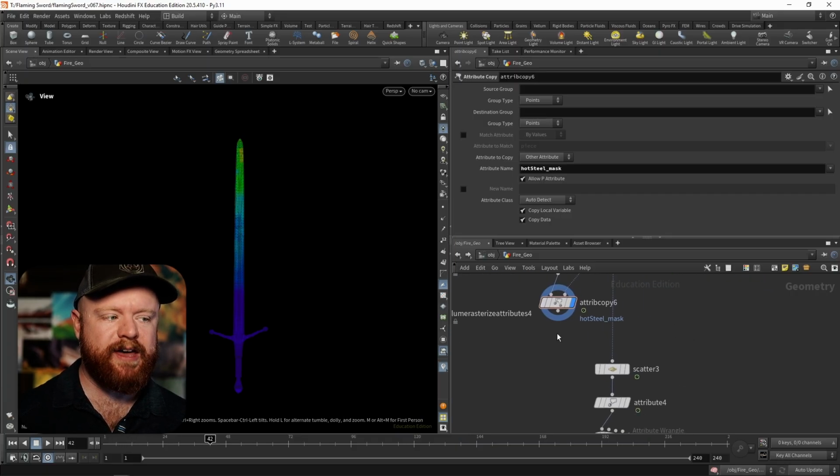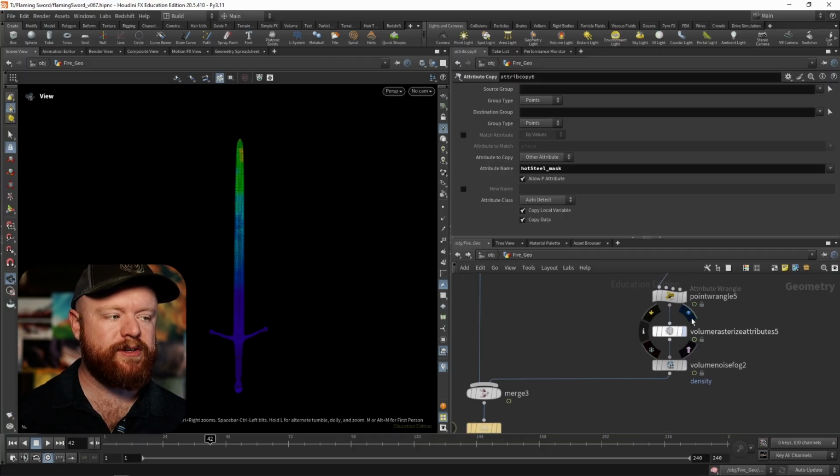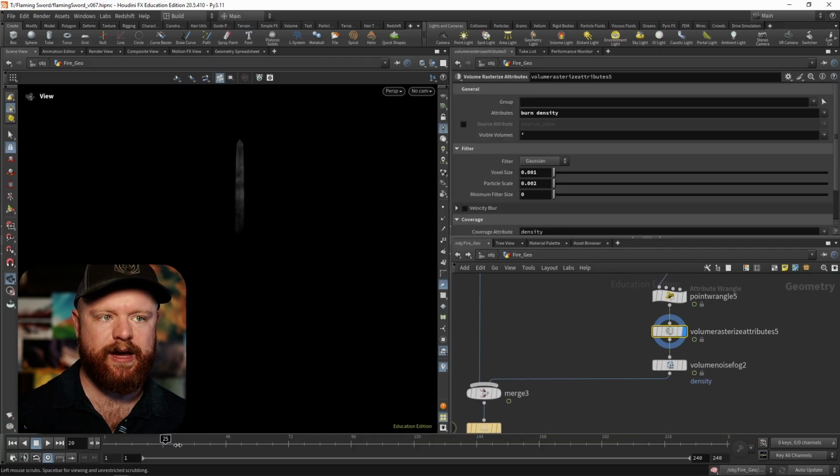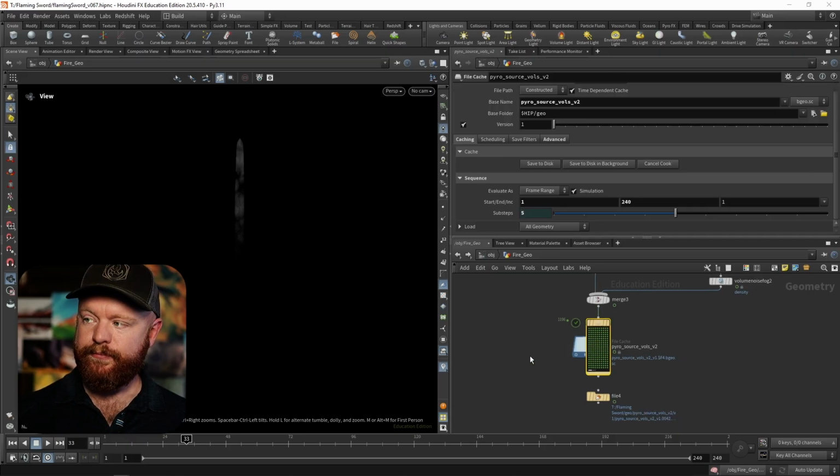And then once we have that mask, we can bring that over to the scatter. And then everything else can rasterize as normal. All right, let's cache that out.